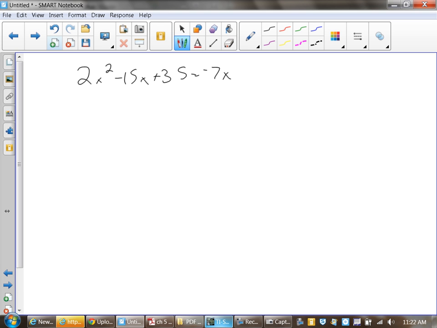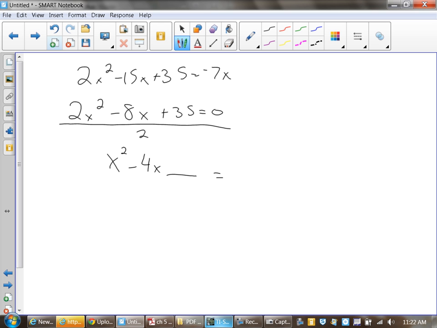Move everything to one side. I wind up with 2x squared minus 8x plus 35 is 0. Now, the first rule for dealing with completing the square is that your a value has to be equal to a positive 1, which means I have to divide everything here by 2. So I'm going to divide everything by 2, and then I'm also going to move the 35 to the other side at the same time. So I get x squared minus 4x blank equals negative 35 over 2.